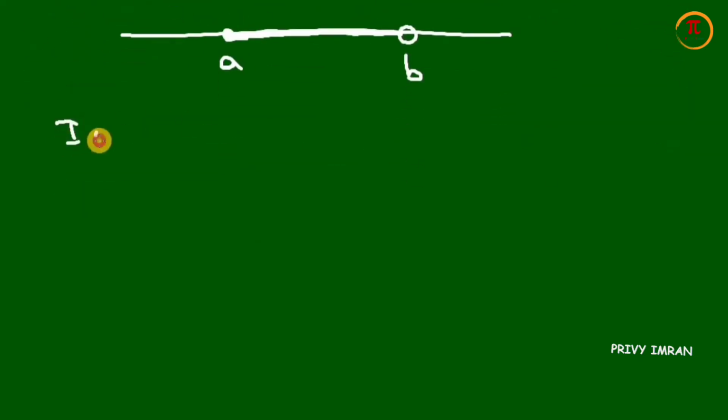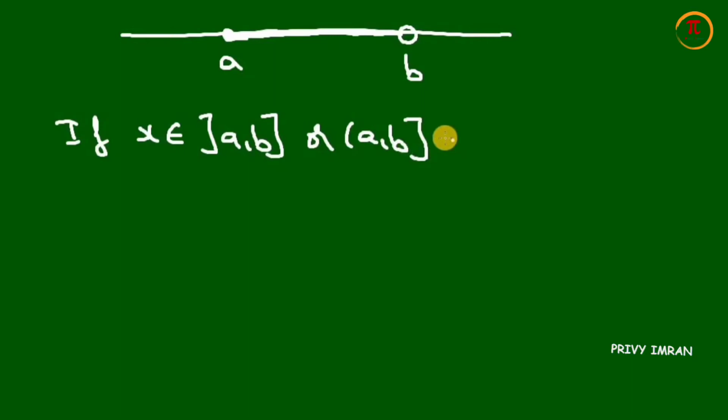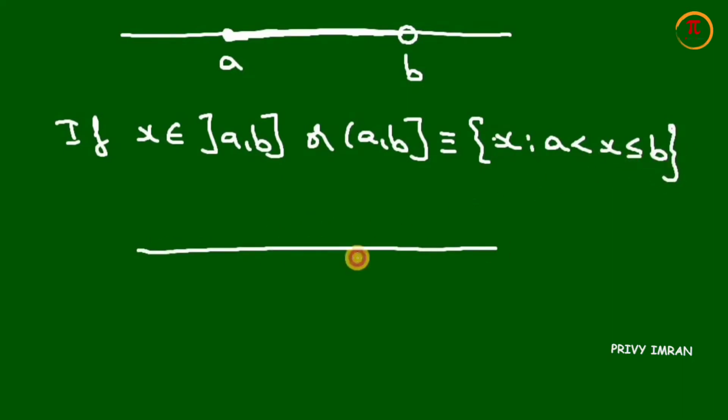If x belongs to (a, b], then x implies a less than x less than or equal to b. On the number line, x satisfies all the values in between a and b, excluding a and including b.